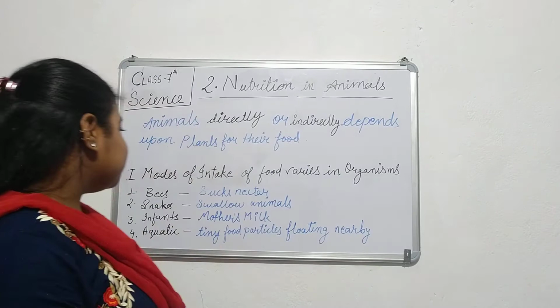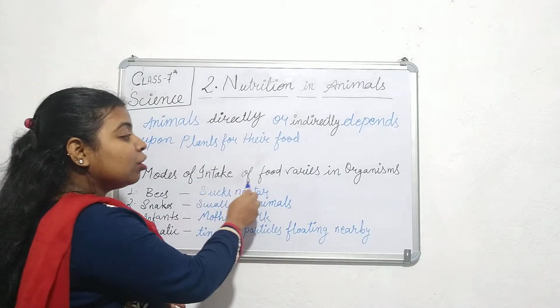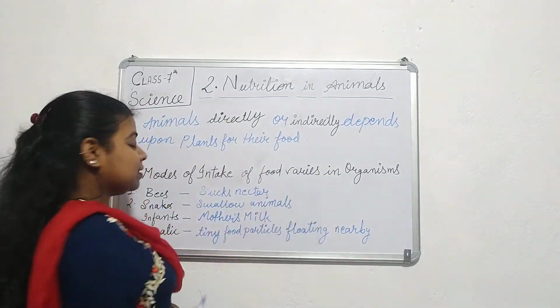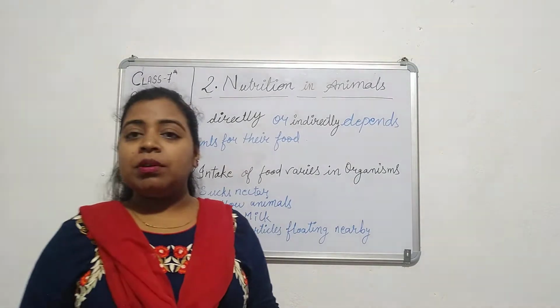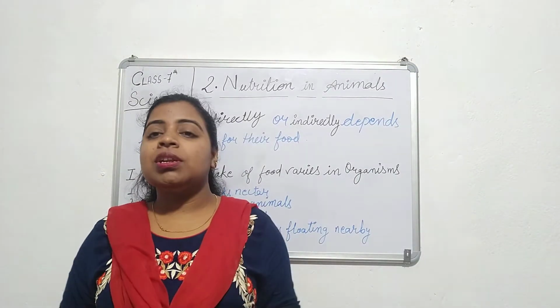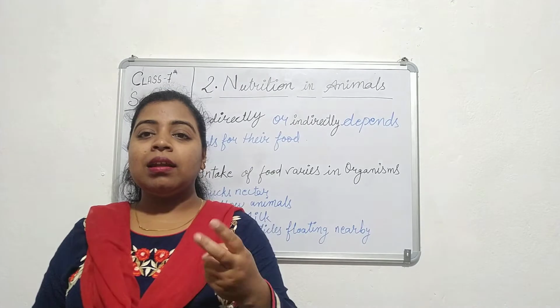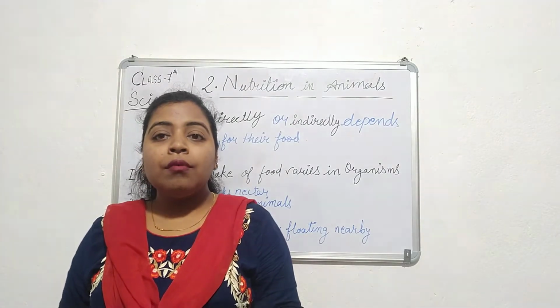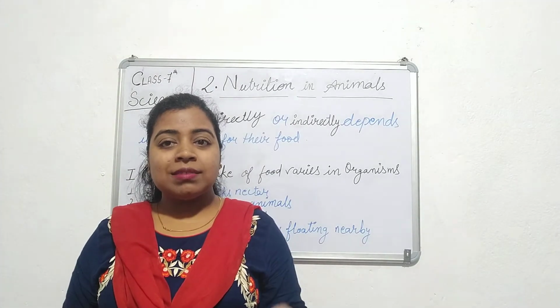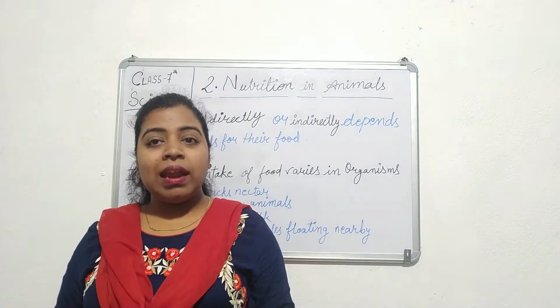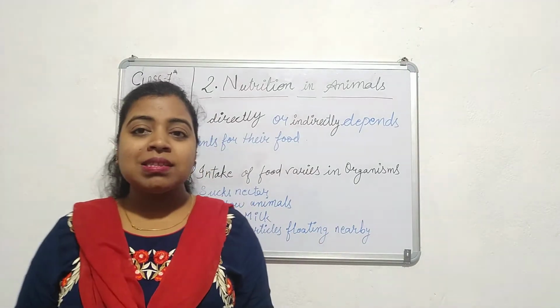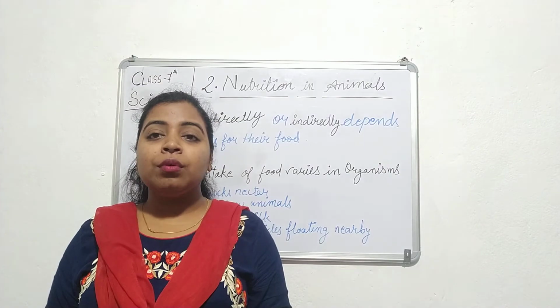Next up, see, modes of intake of food vary in organisms. As in chapter number 1, nutrition in plants, I told you that there are two basic modes of food intake for plants, which are autotrophs and heterotrophs. But in animals there are various modes of food intake.